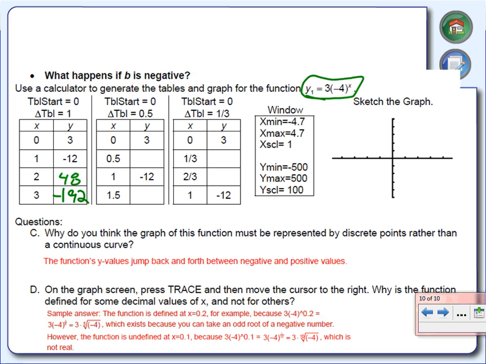Now, if you want to see the graph, make sure you're using the correct window there. So change your window so that x is negative 4.7 to positive 4.7. Use the scale of 1. The y minimum is negative 500. The y maximum is positive 500. The scale we're using is 100. Then hit graph, and you should be able to see your graph.